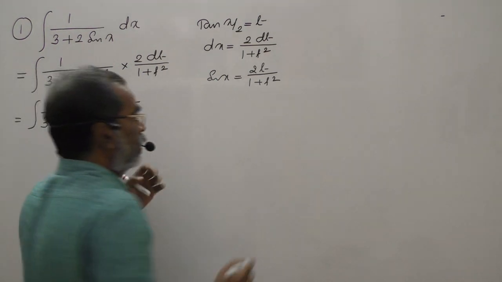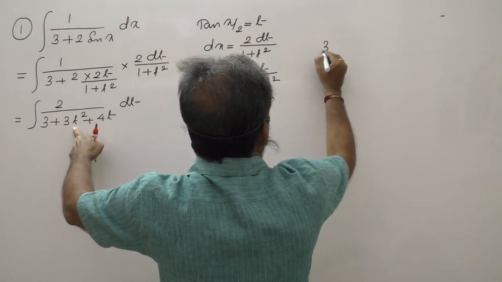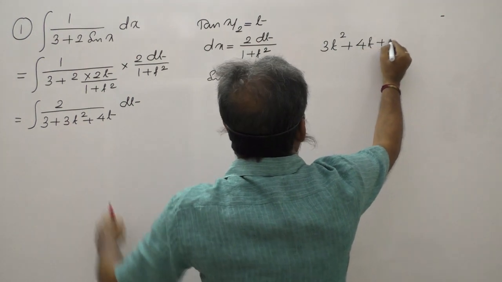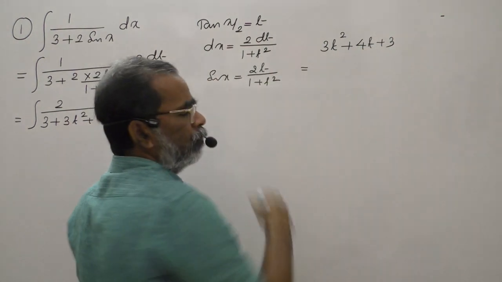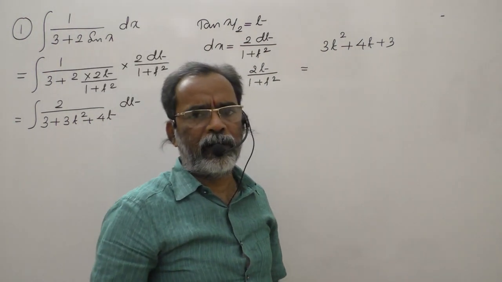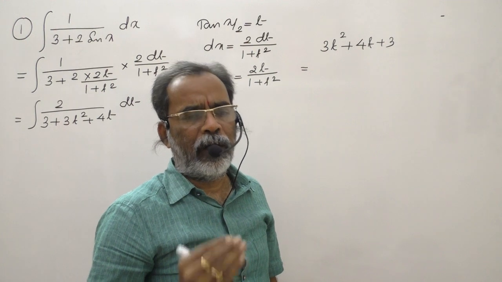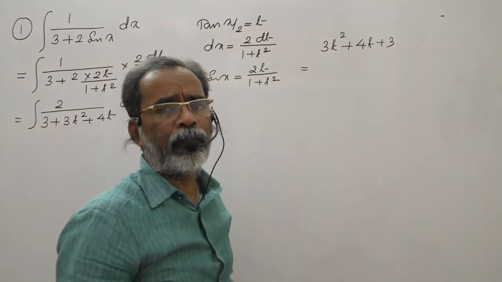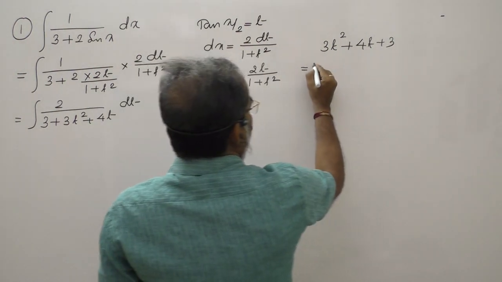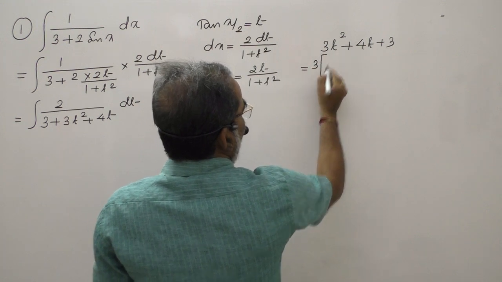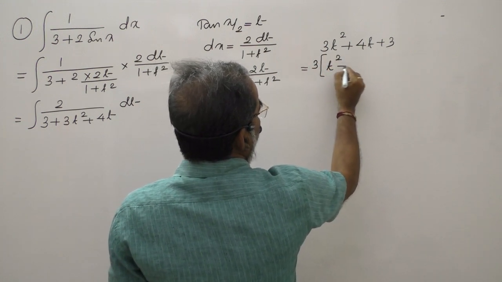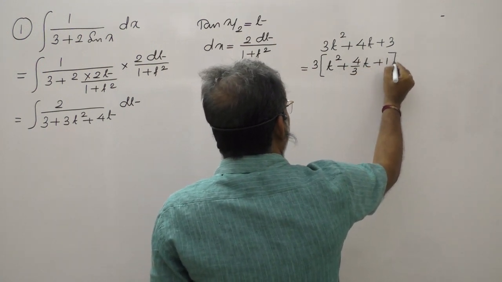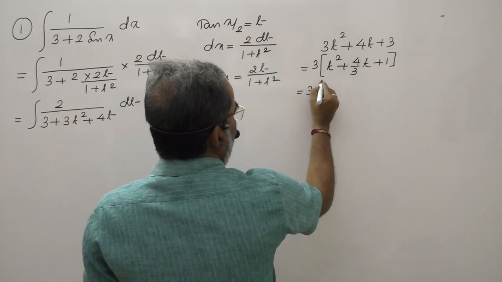Now I will take what is there in the denominator: 3t square plus 4t plus 3. I will transform this into the form x square plus a square, or x square minus a square, or a square minus x square. Which one is possible? We will get that. Firstly, I will take 3 common. If I take 3 common, this will be t square plus 4 by 3 into t plus 1. We will try to write it as a perfect square.